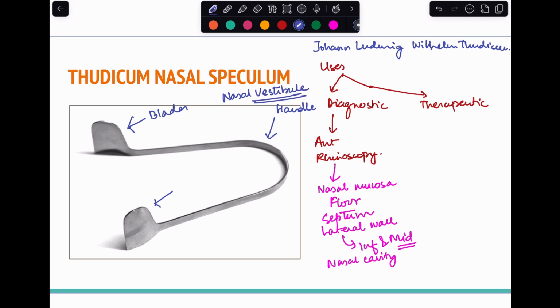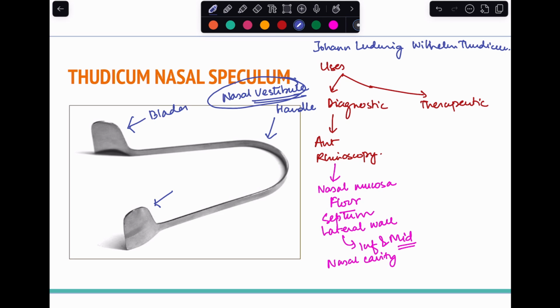Because we cannot see the nasal vestibule, before you perform an anterior rhinoscopy you should elevate the tip of the nose to examine the nasal vestibule, because the blades of the speculum, when you put it in the nose to examine the nasal cavity, end up obscuring the vestibule. So any ulcer, any caudal deviation or any furuncle in this region can be easily missed. So remember, before you perform anterior rhinoscopy with the Thudichum nasal speculum, you should look at the nasal vestibule by raising the tip of the nose.